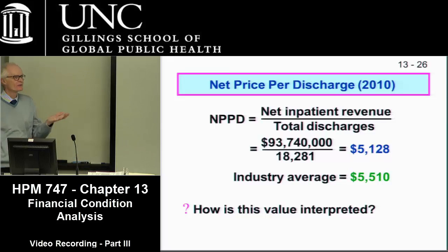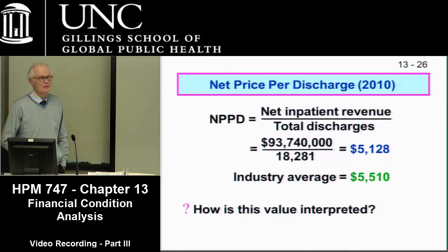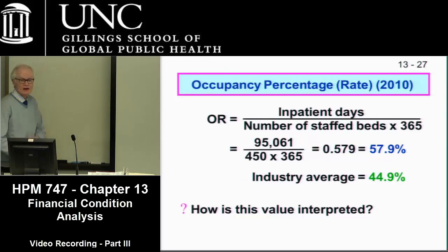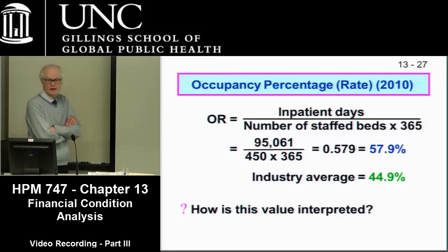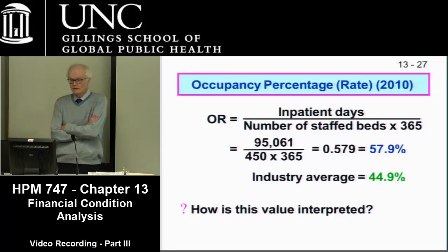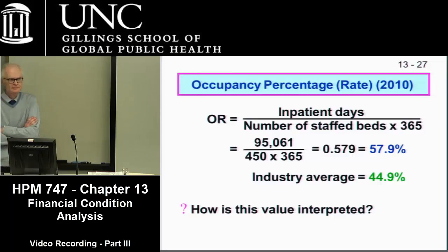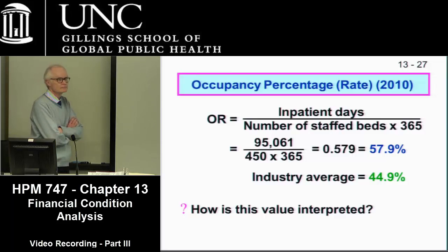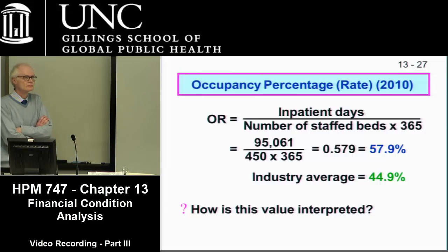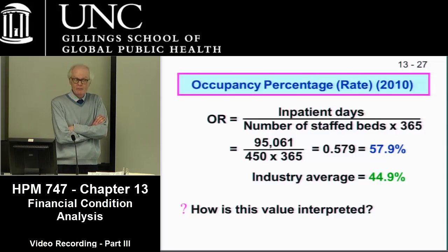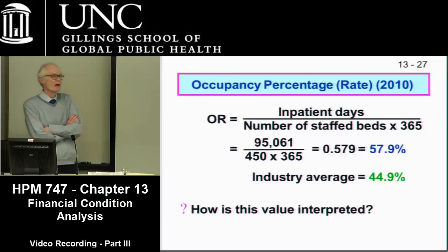Right. There could be all kinds of reasons there. Certainly it could be revenues, it could be costs, it could be the types of patients you've got. This tells you something, but it requires a lot more digging to find out what it means. Another one is occupancy rate: inpatient days over staffed beds times 365. 57.9%. What does that mean? Is it the number of beds, or the percentage of beds that have a warm body in them on any one day?